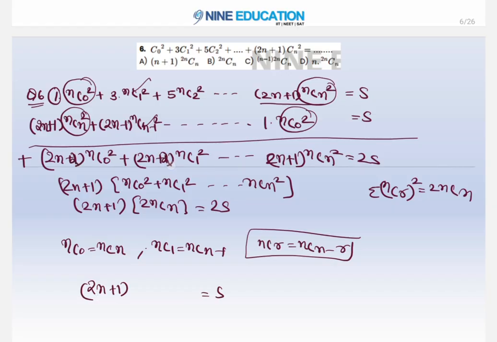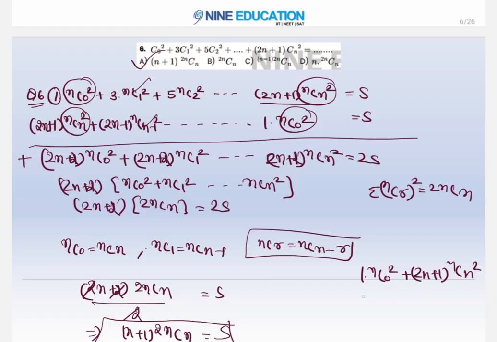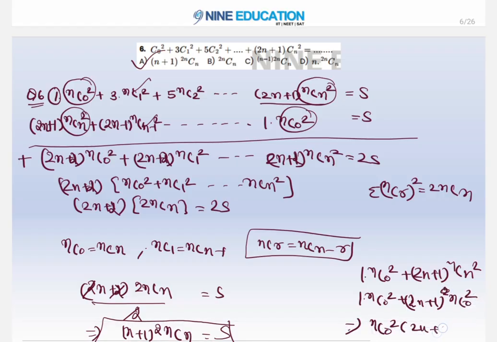Hence S will be equal to (2n plus 2), right? It should be 2. (2n plus 2) into 2nCn divided by 2. So if you cancel out 2, take out 2 common, this will be (n plus 1) into 2nCn equal to S. So yes, option A. See here, 1 into nC0 squared, you are adding with (2n plus 1) nCn squared. So this is 1 into nC0 squared, and nCn squared is itself equal to nC0 squared. So that is equal to nC0 squared common, and inside you have 2n plus 2. Similarly, all the values will sum up to this particular quantity.